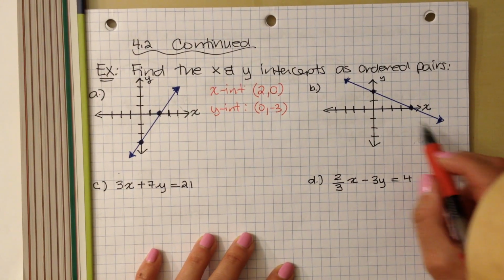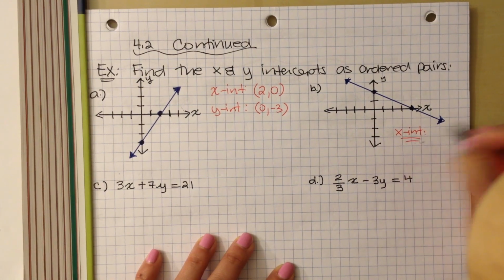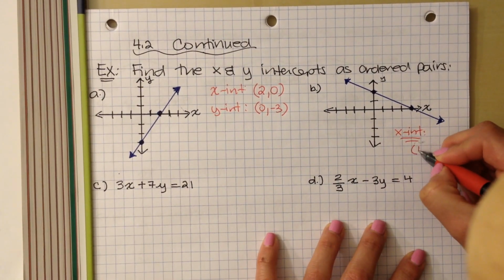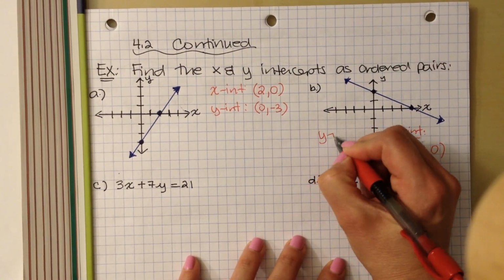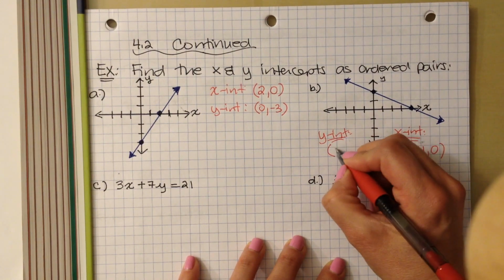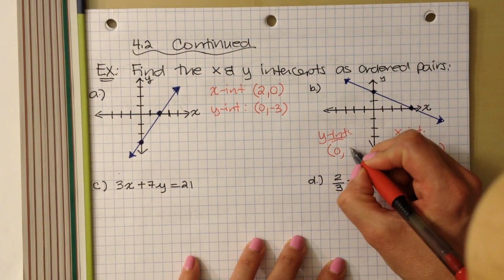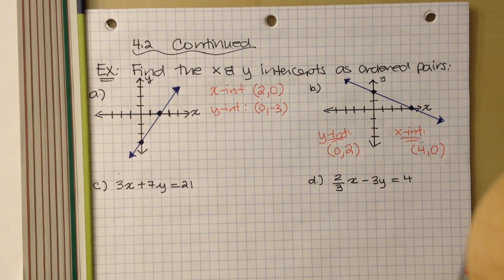So for your x-intercept right here, as an ordered pair, we say 4, 0. Remember, for the x-intercept, y is 0 all the time. And for our y-intercept right here, x is 0 and y is 2. So we have our answers. Basically, if you're given a graph, you just look to see where your graph crosses the x-axis and the y-axis, you read off the point, and you have your two answers.